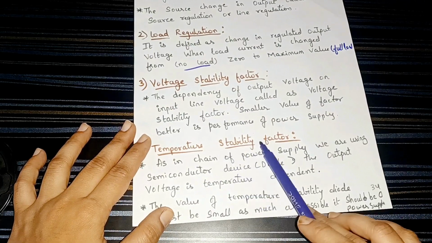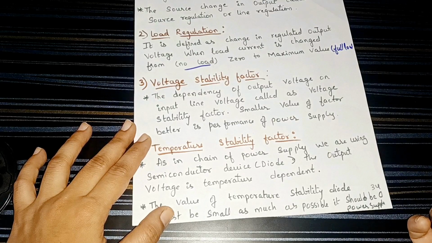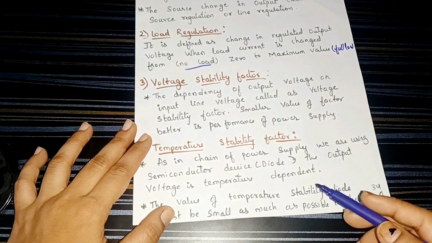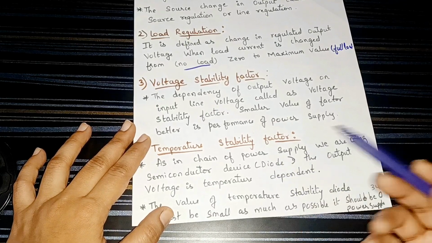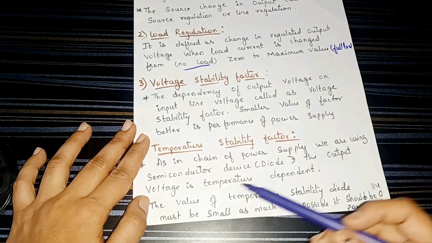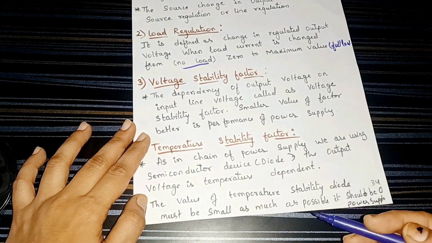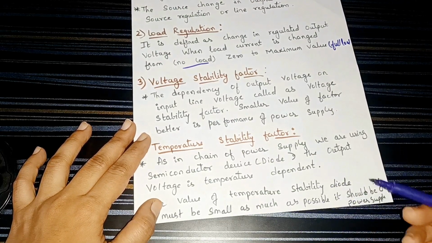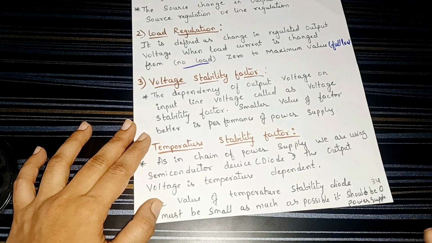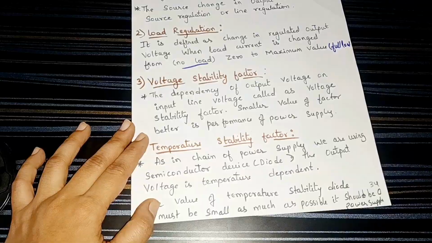Next we have the temperature stability factor. As the power supply chain uses a semiconductor device, the diode, the output voltage is temperature dependent, based on the PN junction diode. The temperature dependence should always be as small as possible for the power supply.